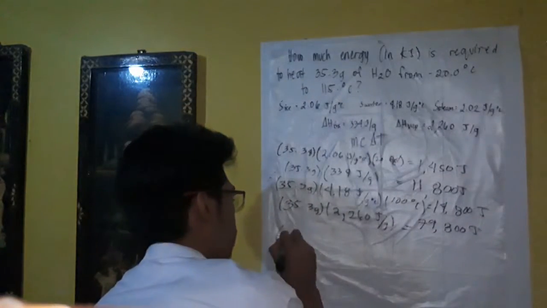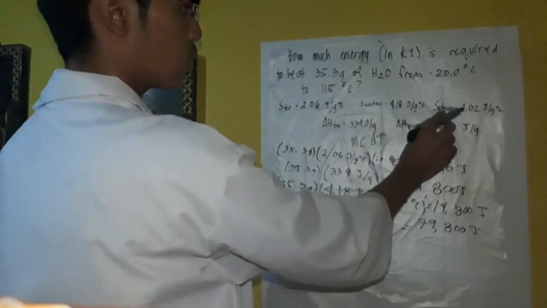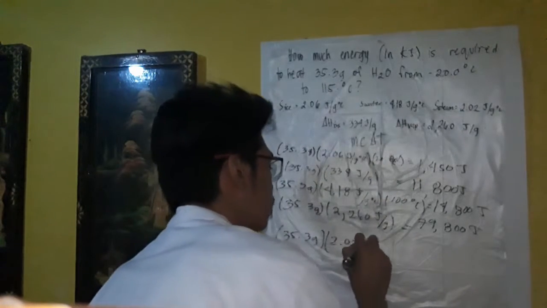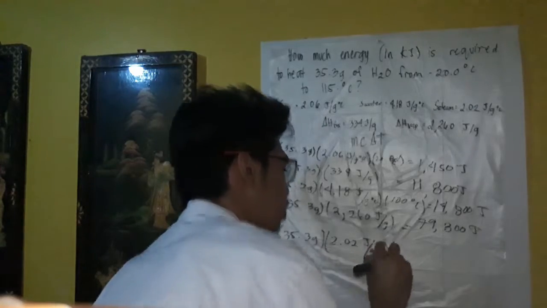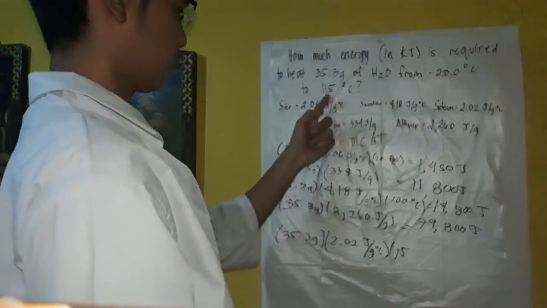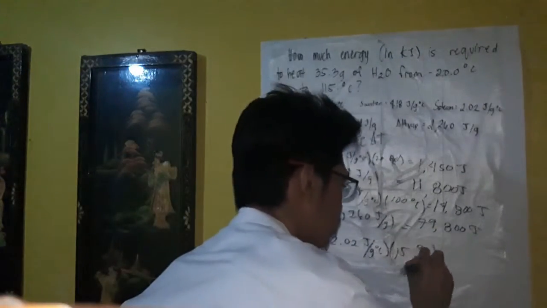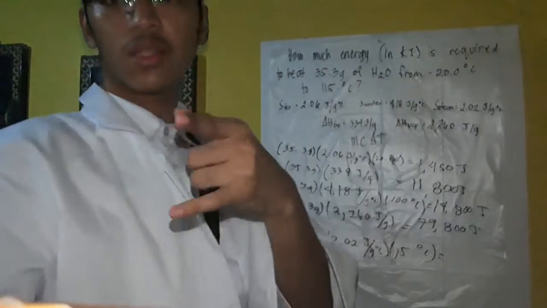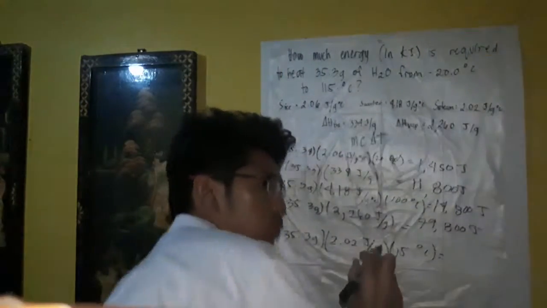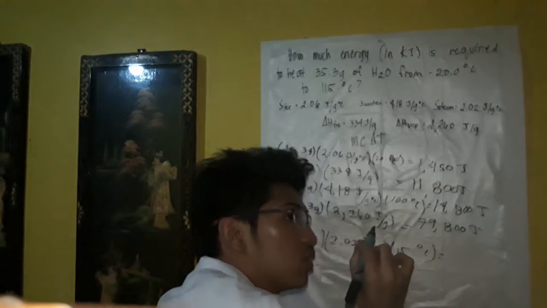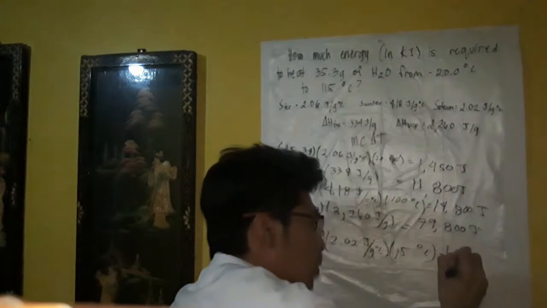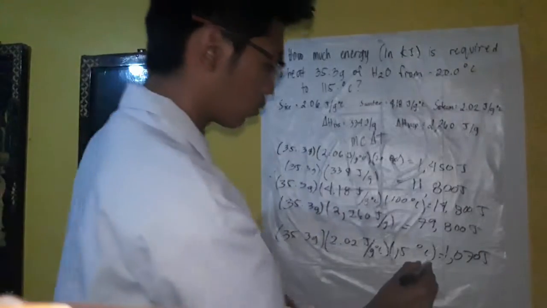Now let's proceed to heat the steam to 115 degrees Celsius. We'll use 35.3 grams and the specific heat of steam, 2.02 joules per gram degree Celsius, and the temperature change is 15 degrees Celsius, because we go to 115 degrees Celsius. If you put this in your calculator, you will get the answer of 1,070 joules.